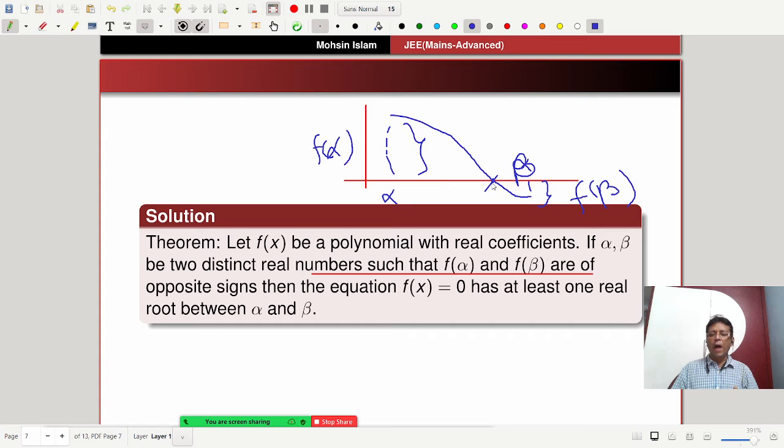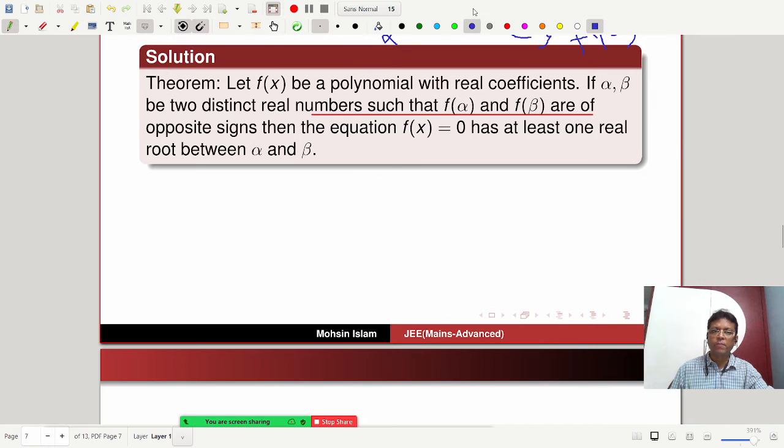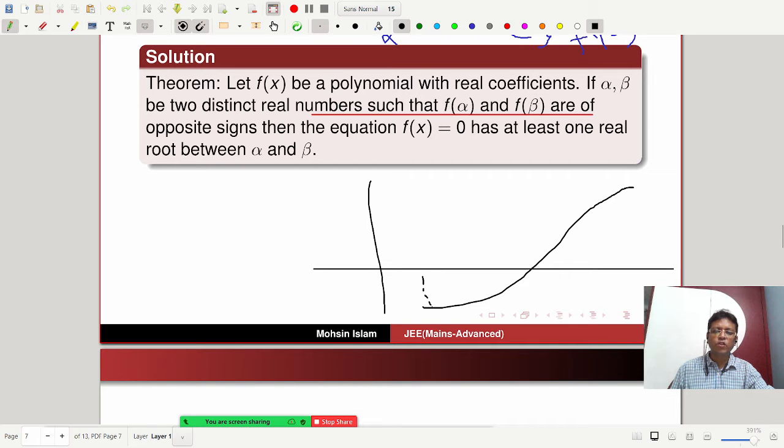This will happen if f(alpha) and f(beta) have opposite signs. This is also sometimes called Bolzano's theorem. And suppose the case can be this type. In this case f(alpha) is negative and f(beta) is positive. So they are of opposite signs, so there exists at least one root between alpha and beta, and the root is c, where it cuts the x-axis. That is the concept of the root.